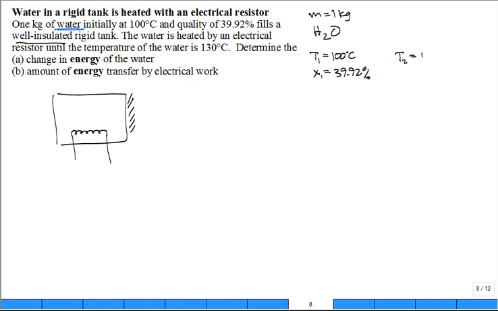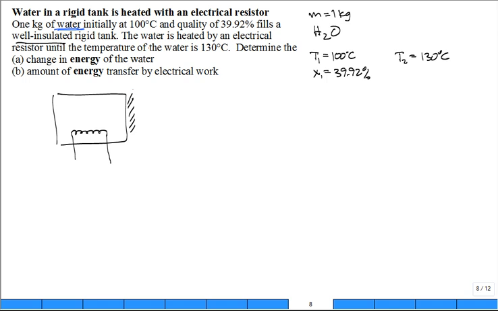Now T2 is 130 degrees C during the heating process. Determine the change in the energy of the water. What's the energy of the water? What is the change in energy of the water? Two things to struggle with when you ask the question. What symbol should I use for the answer? And then what units should I have for that answer? Then the next thing is, what is my process to get that answer?